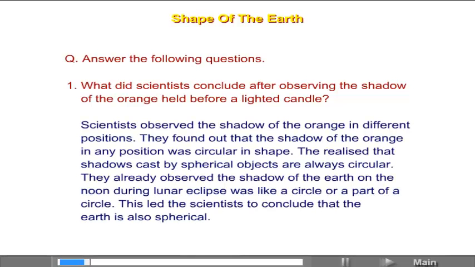Scientists observed the shadow of the orange in different positions. They found out that the shadow of the orange in any position was circular in shape. They realized that shadows cast by spherical objects are always circular. They had already observed that the shadow of the Earth on the Moon during a lunar eclipse was like a circle or a part of a circle. This led the scientists to conclude that the Earth is also spherical.